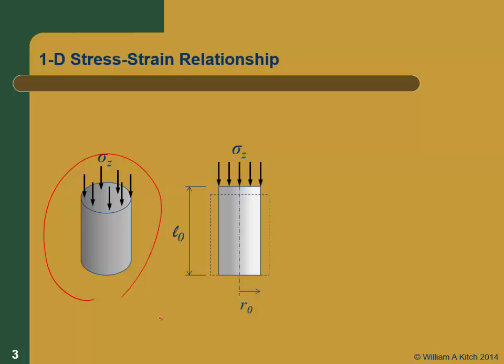It's going to get shorter and fatter, right? And how are we going to calculate delta L if this is an elastic material, and Hooke's law applies?